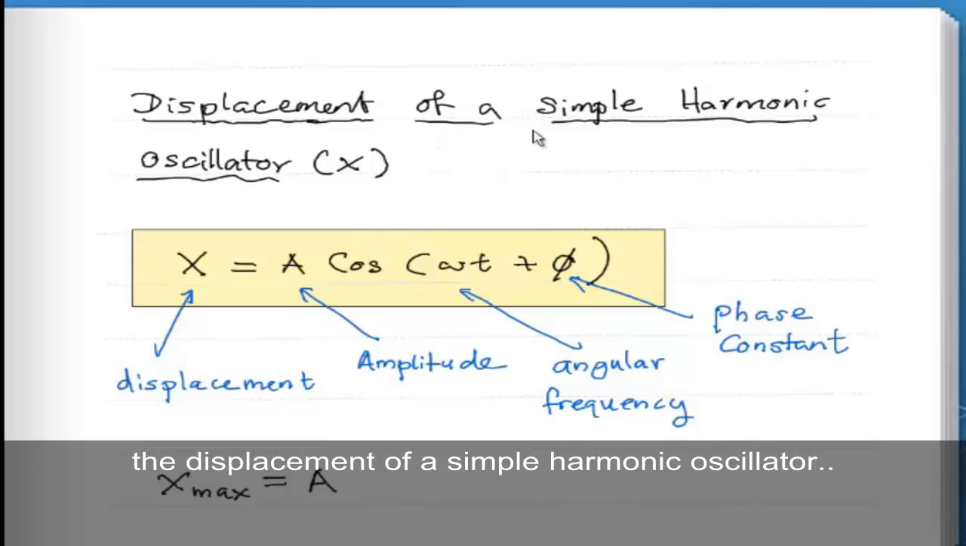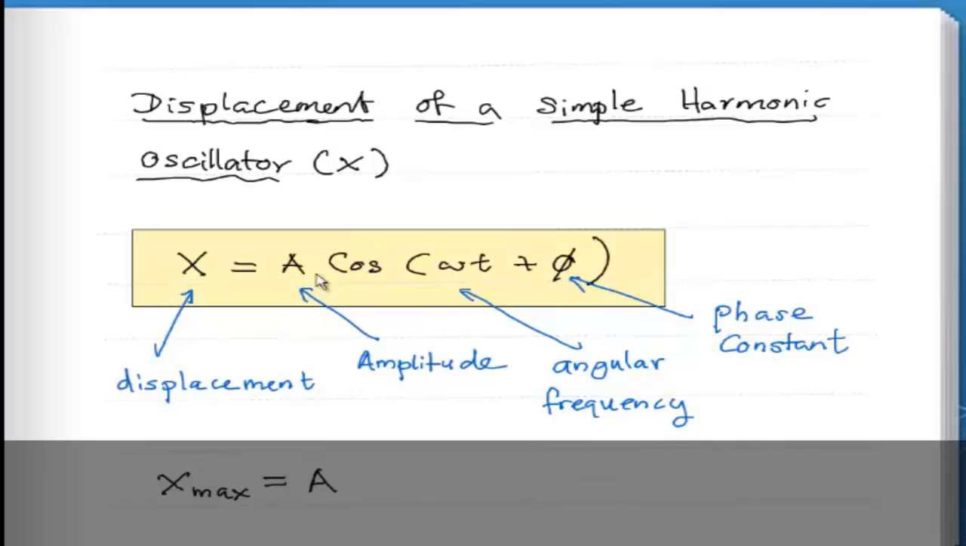So the displacement of a simple harmonic oscillator can be given by this equation: x equals A times cosine of omega t plus phi. x is the displacement, A is called the amplitude, omega is the angular frequency, and phi is called the phase constant. t is time, and the amplitude is the maximum displacement of the oscillator. So x max equals A.